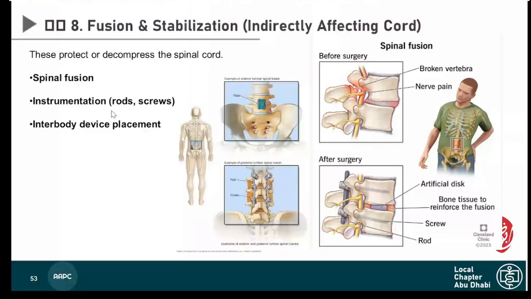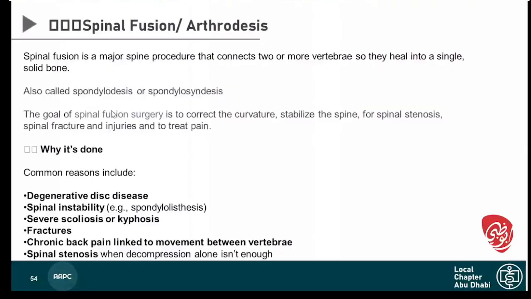And what is a fusion and stabilization? What is a fusion? A spinal fusion connects two or more vertebrae so they heal into a single bone. The fusion of two vertebrae is called spinal fusion.